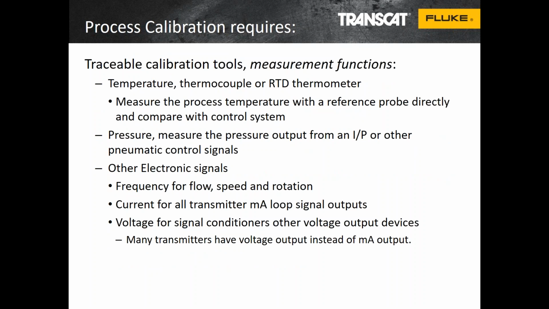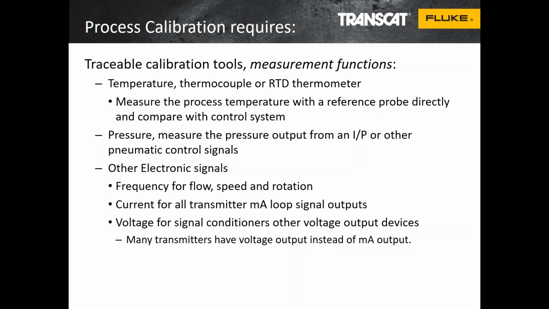So for measurement, beyond the need to source the parameters, you also need to be able to measure the output of a critical device. You need to be able to measure temperature from a thermocouple or an RTD in the form of a thermometer. This allows you to measure the process temperature with the reference probe and directly compare with the indication on the control system display. So that's a one-point comparison. Disadvantage of that method, of course, is that you can only test the 1 point.